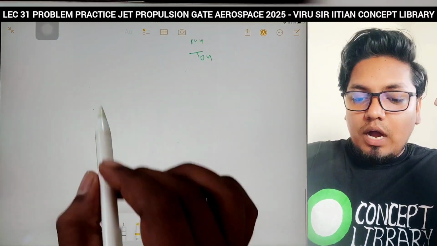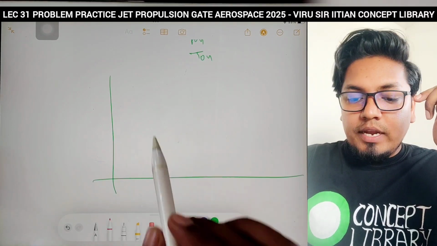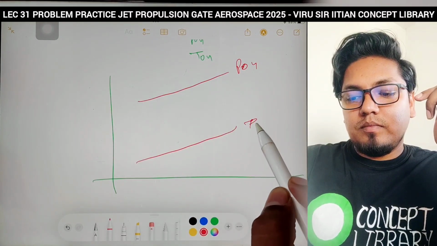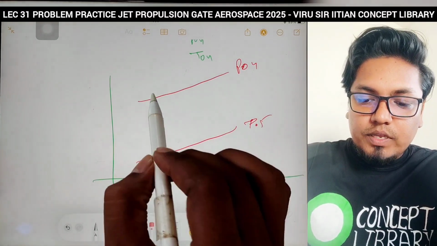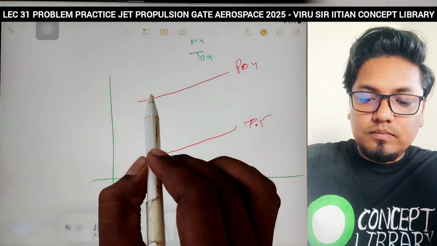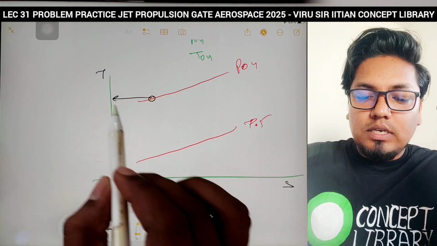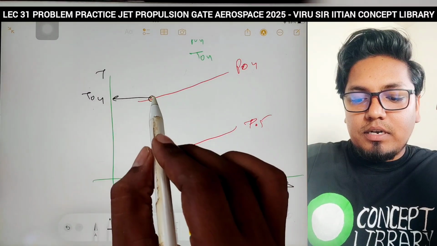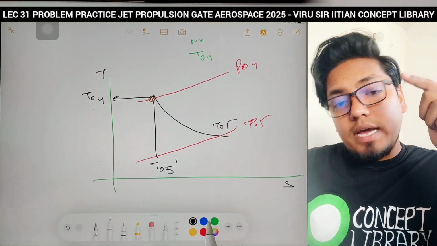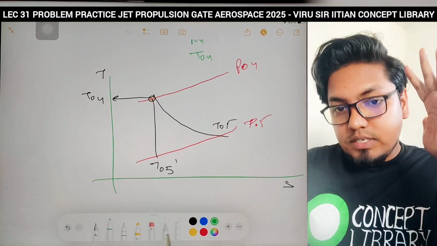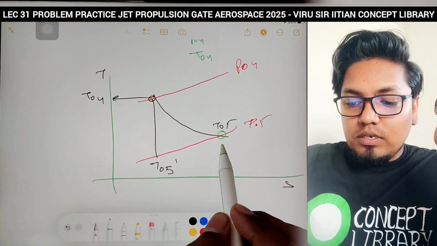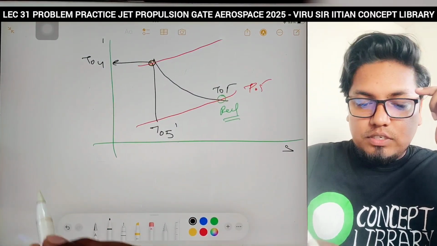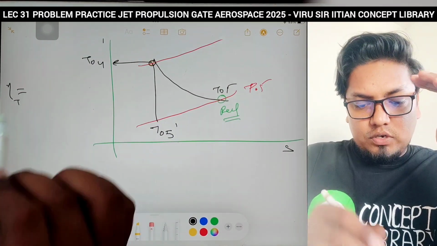Now, how did I teach in the turbine case? In the turbine case, this was your P04 and this was your P05. Sorry, yes, correct. Now suppose this is your temperature on the TS diagram. This temperature is your T04. So if you come down ideally, it is going to be T05 dash, but in the actual case it is going to be T05. Because isentropic efficiency is given for the turbine, it means this is your real, actual case.